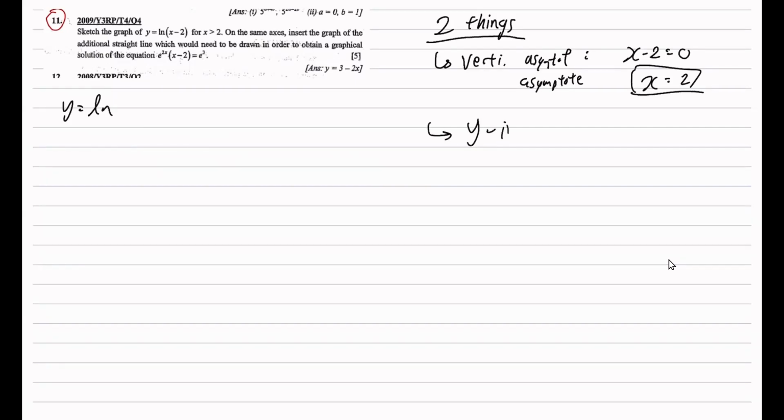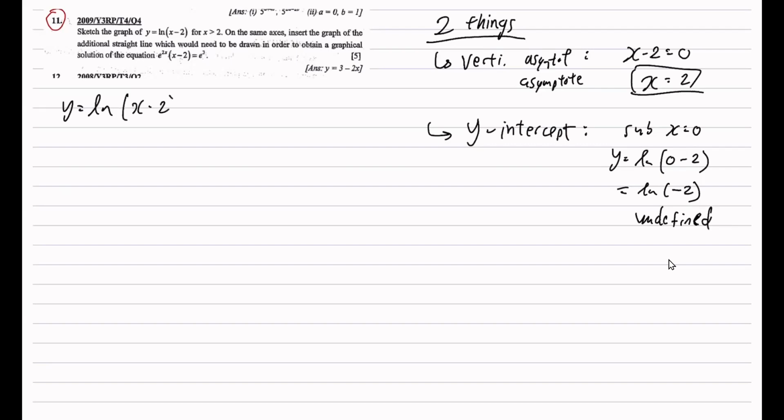Your y-intercept, sub x equals 0. So you get y equals ln(0 minus 2), which is ln of -2. Undefined. Why? You cannot log a negative number. So this is undefined, which means that graphically, what does it mean? There is no y-intercept. Why would there be no y-intercept?